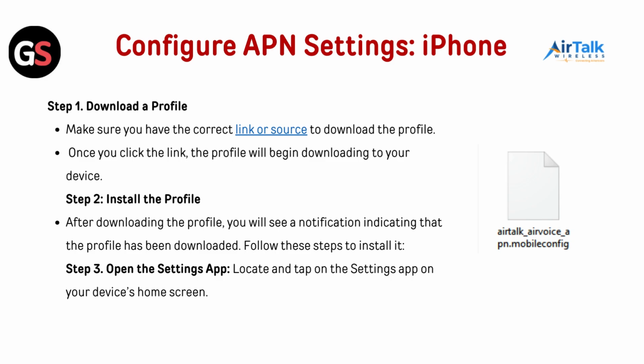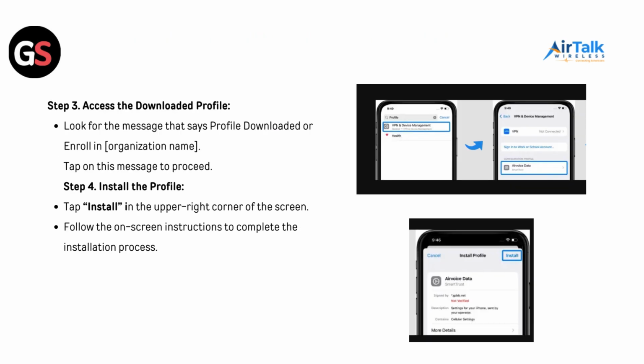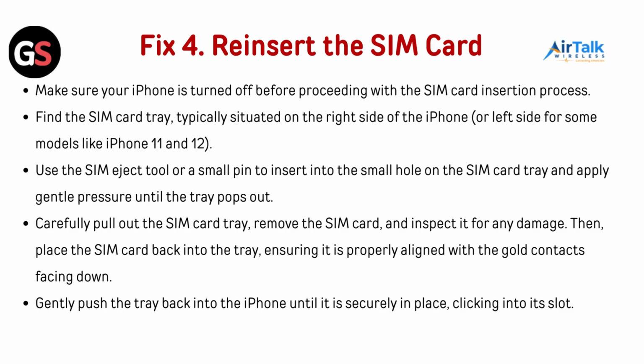Open the Settings app. Locate and tap on the Settings app on your device's home screen. Step 3. Access the downloaded profile. Look for the message that says Profile Downloaded or Enroll in organization name. Tap on this message to proceed. Step 4. Install the profile. Tap Install in the upper right corner of the screen. Follow the on-screen instructions to complete the installation process.